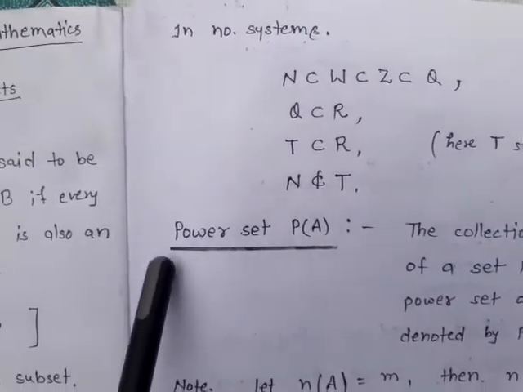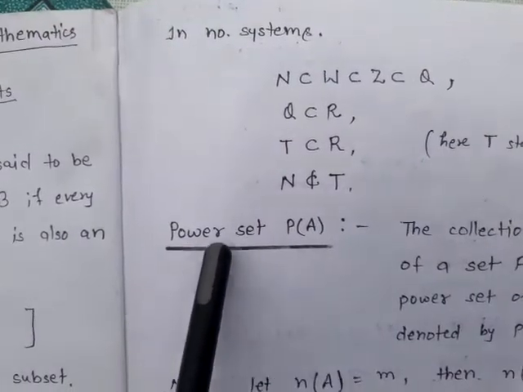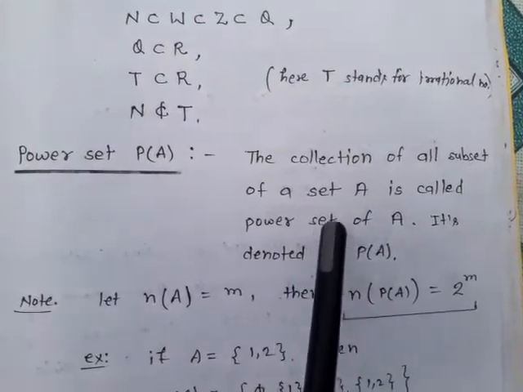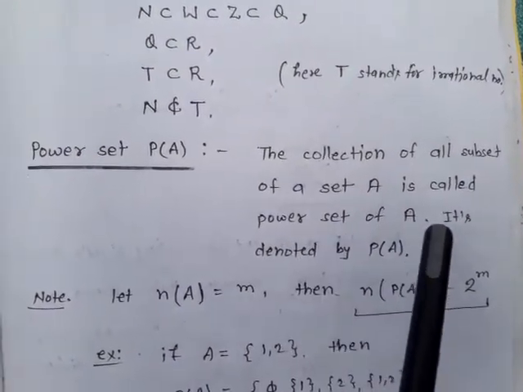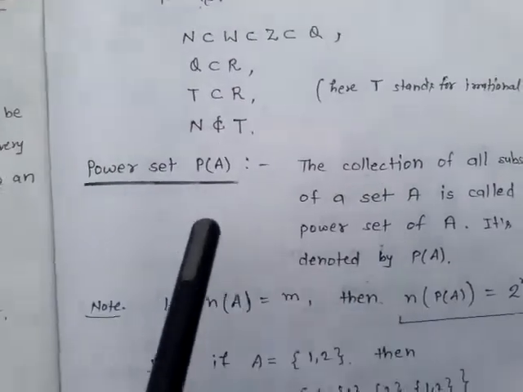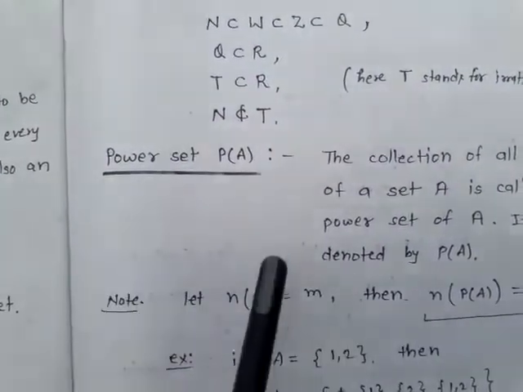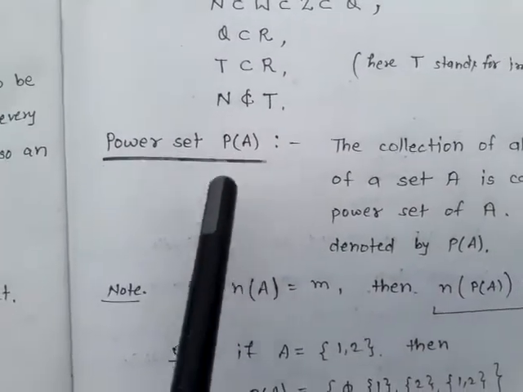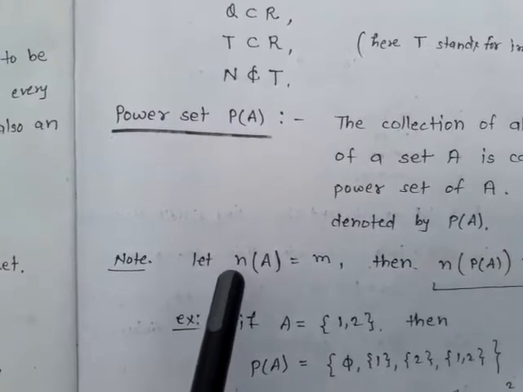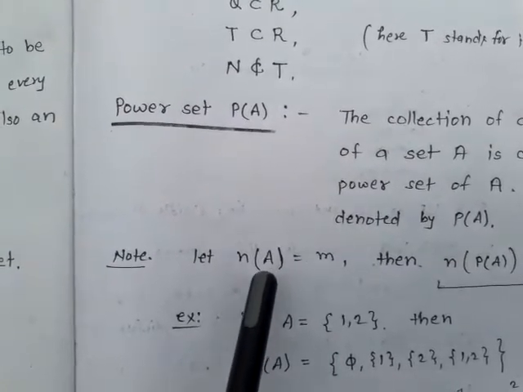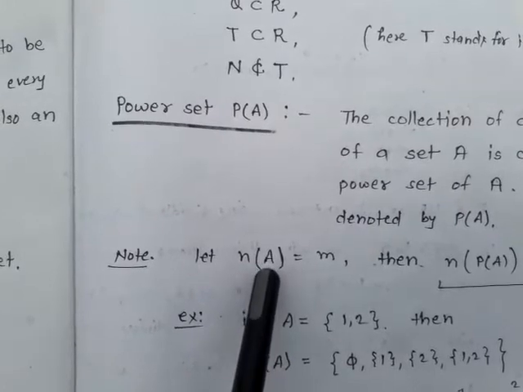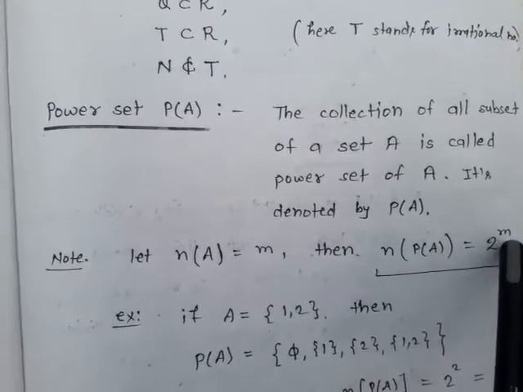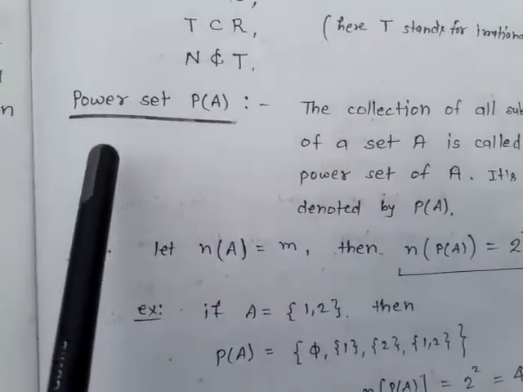Now we come to our second topic, power set, which is P(A). What is a power set? The collection of all subsets of a set A is called the power set of A. It is denoted by P(A). That is, if we write all subsets of a set A, then the collection of all those subsets is said to be the power set. Now one notation: n(A) means the number of elements in set A. If the number of elements in set A is m, then the number of elements in the power set is 2 to the power m. This is the important notation in this topic.